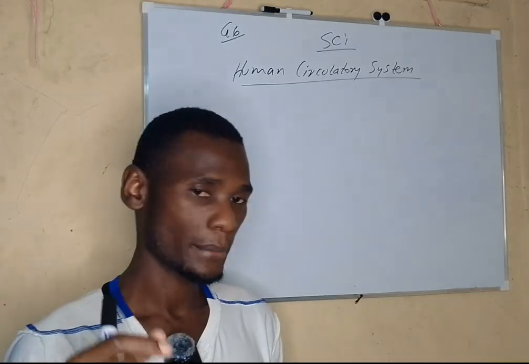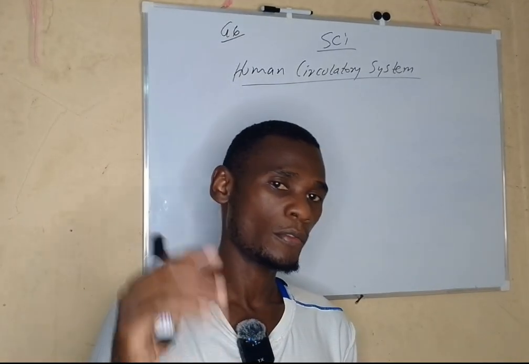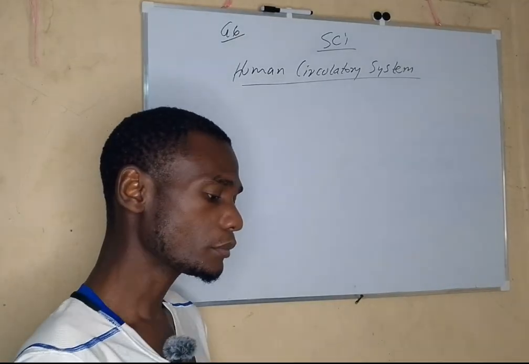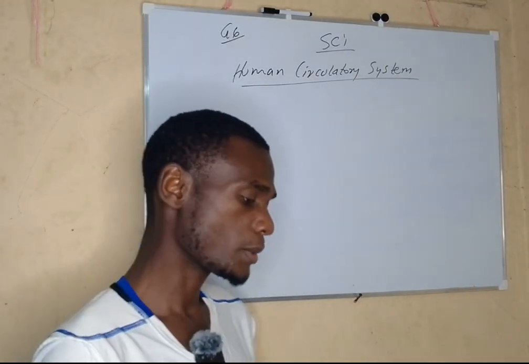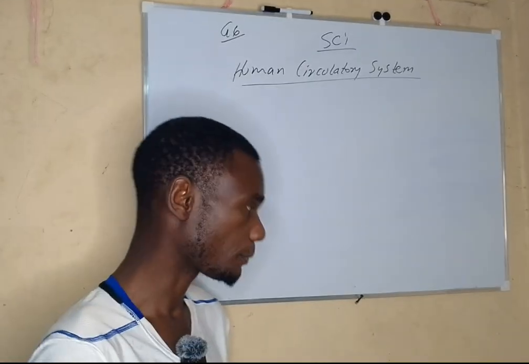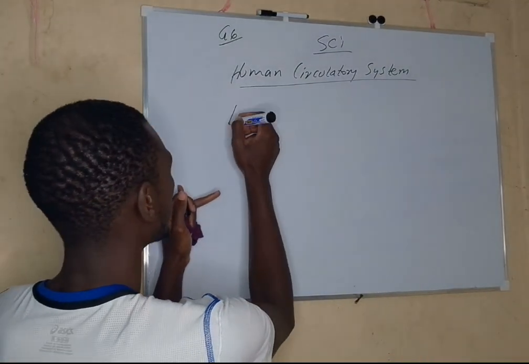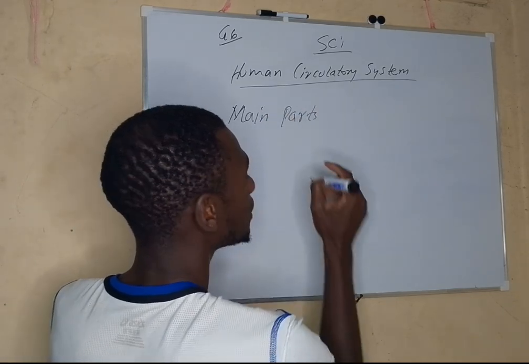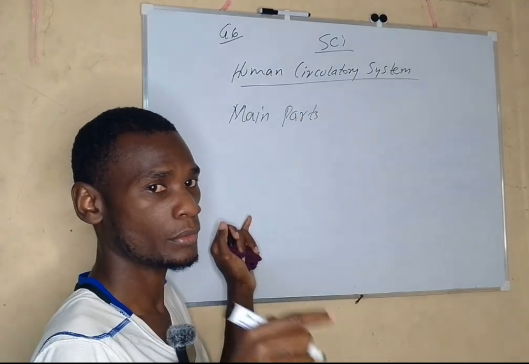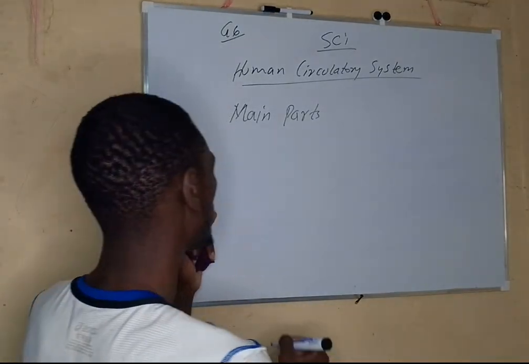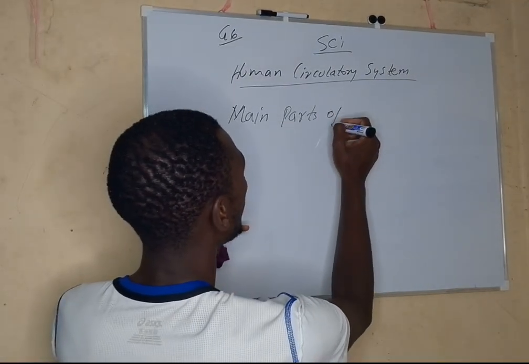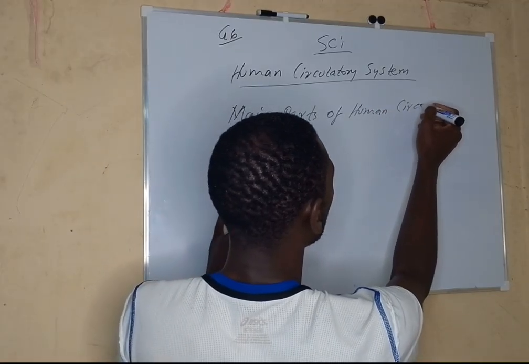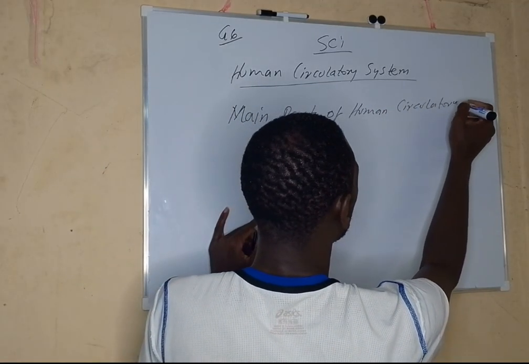Now, because it is a system, it is made up of certain parts. So we talk about the main parts involved in the human circulatory system. I'm calling them main parts because those are the parts that are directly involved in this process or in this system. Main parts of the human circulatory system.